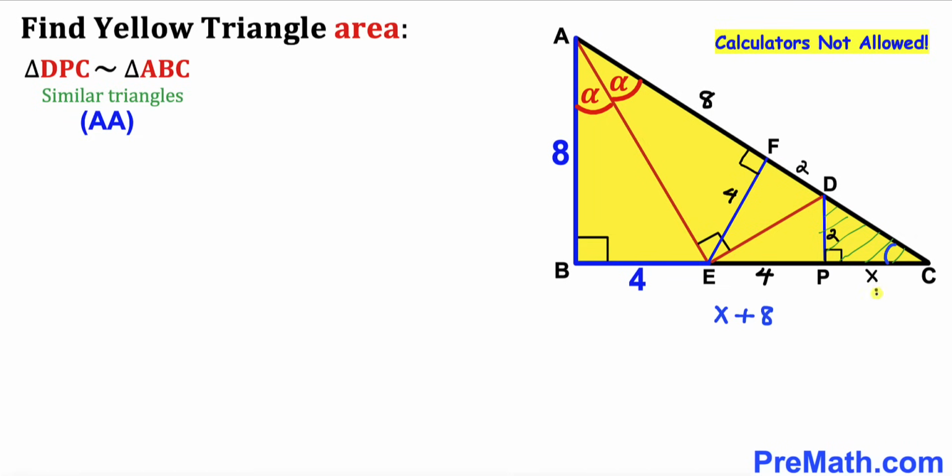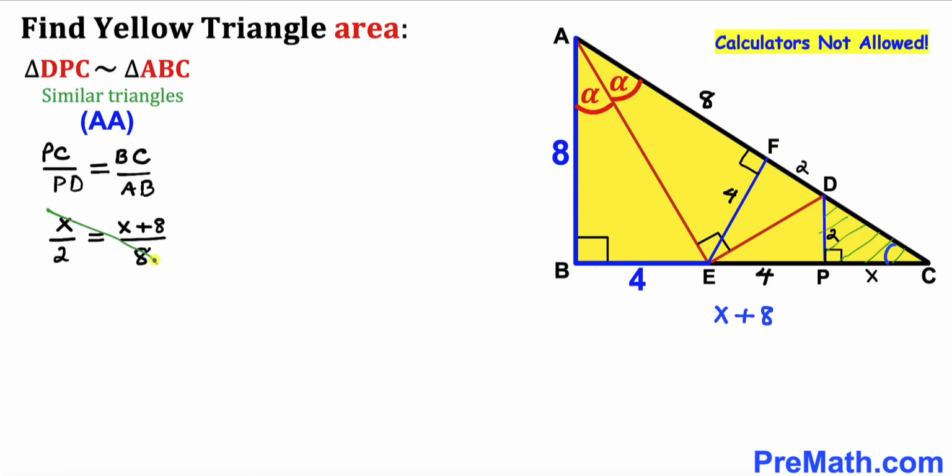In other words, the ratio of PC and PD. Let me write down PC divided by PD is going to be equal to the ratio of BC and AB. Let me write down the ratio of BC divided by AB. And now we can see our PC length is X, PD length is 2, BC length is X plus 8, and AB length is 8, as you can see in this next step.